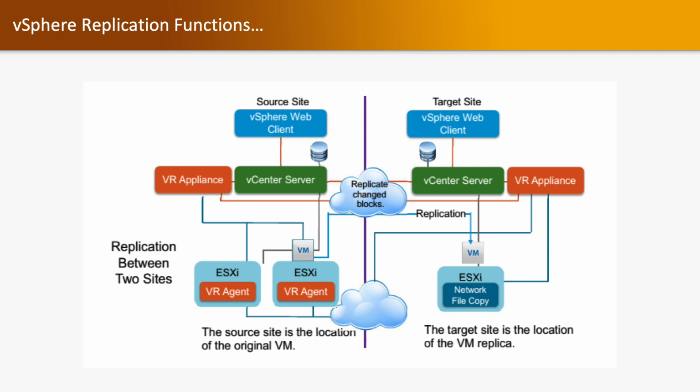vSphere Replication functions. So we have one source site and another is the target site. In the source site, we have vCenter Server, VR Appliance, vSphere Web Client and ESXi host. In the ESXi host, we have the VR Agent running for the replication. vSphere Replication will help in copying the changed data to the target site. And whatever virtual machine you have on the ESXi host here will be copied to the different site and run and carry the same data which is running on the source side.